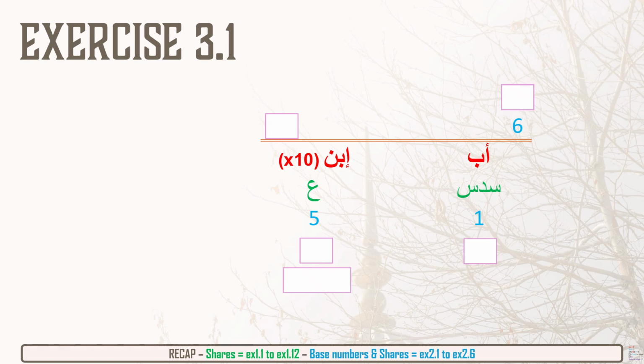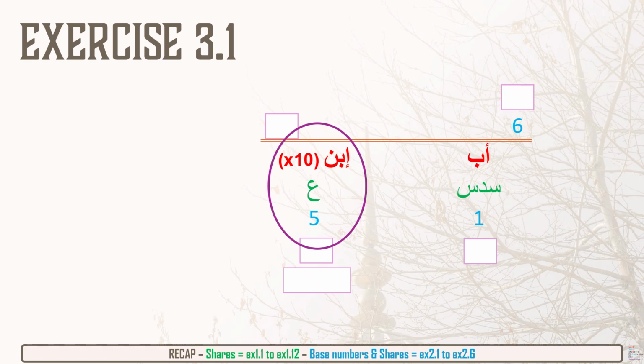Now we have an issue. The issue is that we have 10 sons and only 5 shares. So we can't divide the 5 shares amongst the 10 sons, and we don't use any decimals. Okay, so here we need a multiplier.